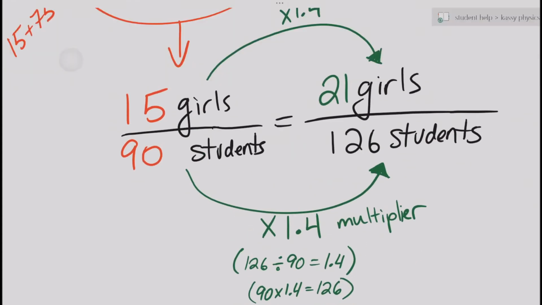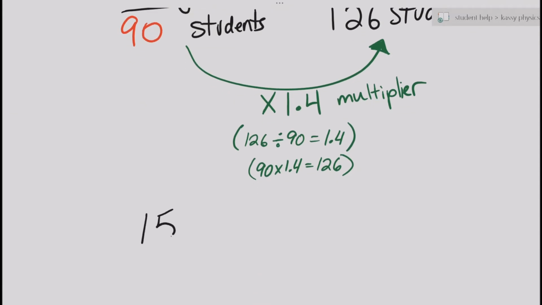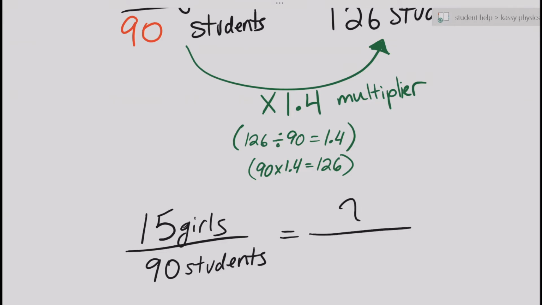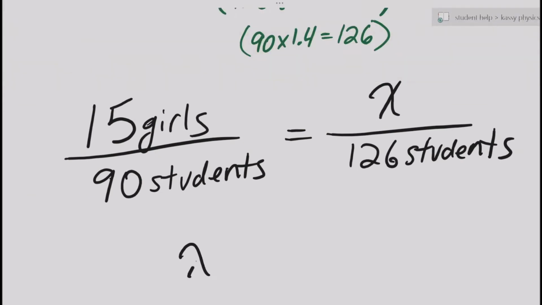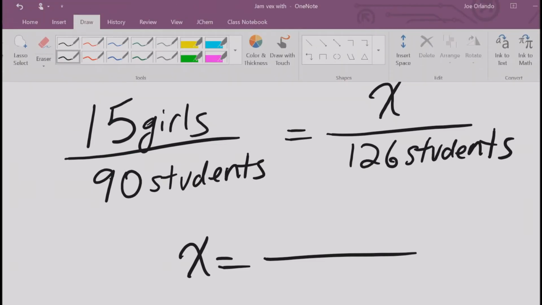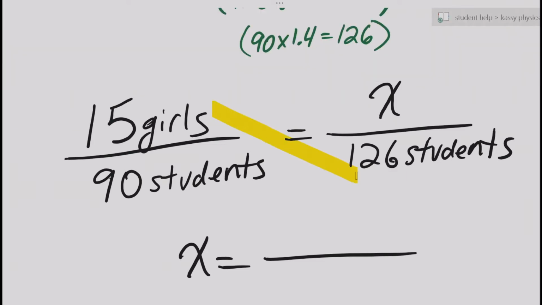Now, if you know cross-multiplying, you still have to do all the same first few steps to know it's 15 girls for every 90 students. It's going to be equal to x, some unknown, for every 126 students. And then here we learn to cross-multiply, where we've learned that we can always solve for the x by making a fraction. On the top of that fraction, we multiply corners like that, the two numbers that don't touch the x. That's 15 girls and 126 students. That goes on top.